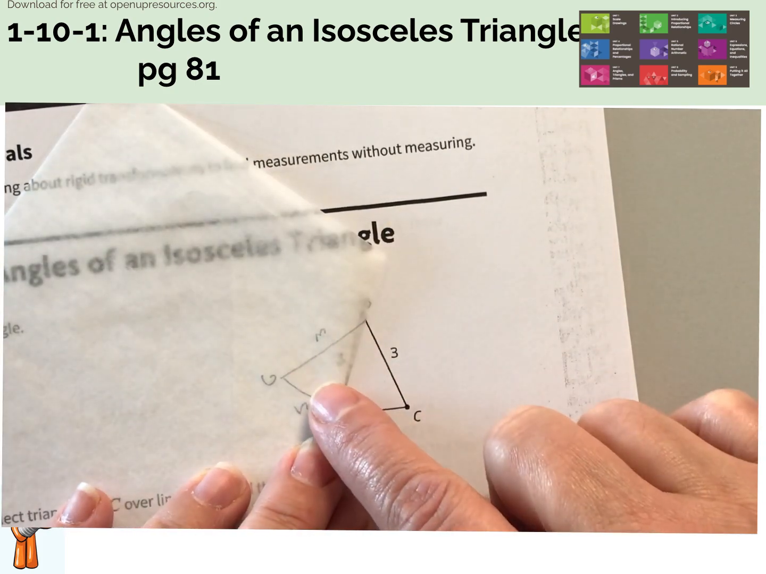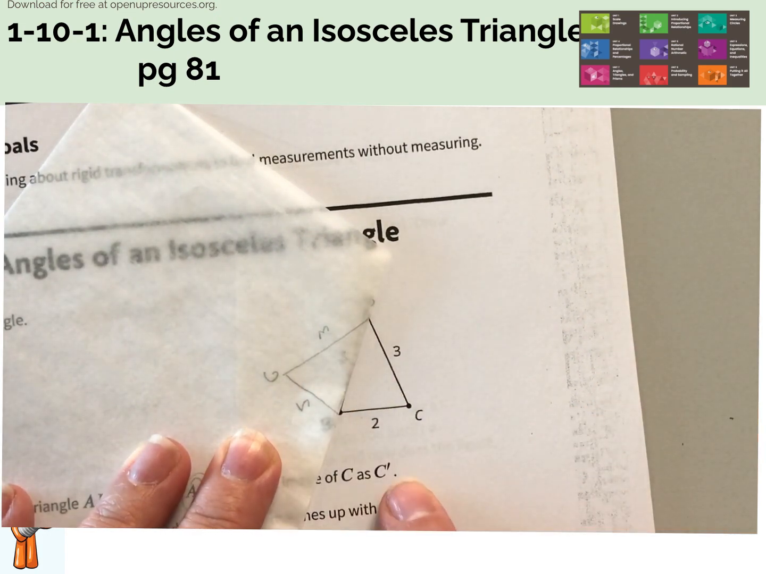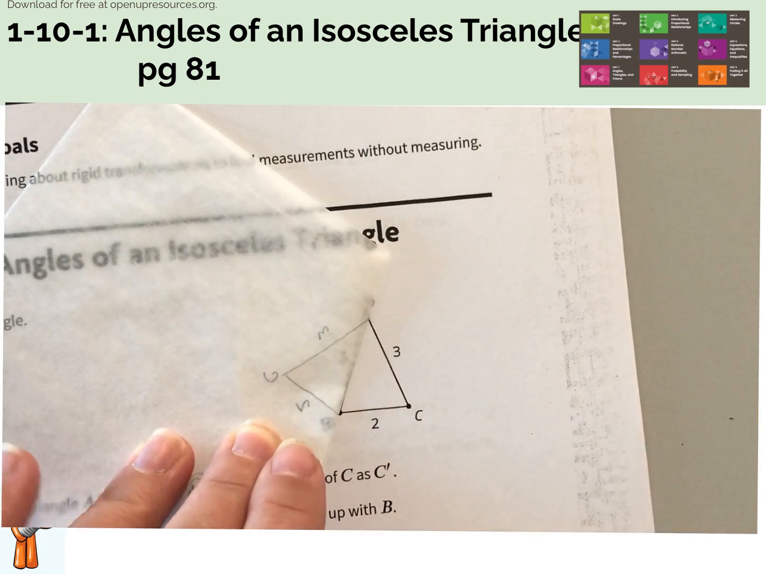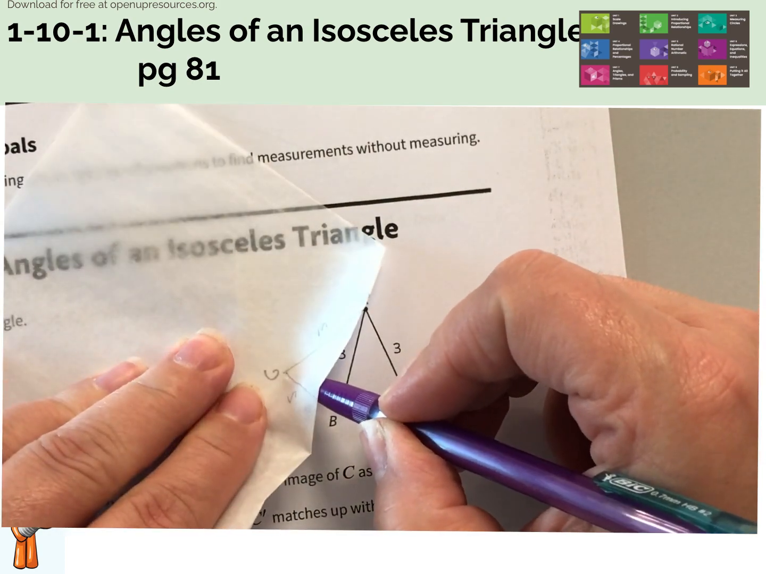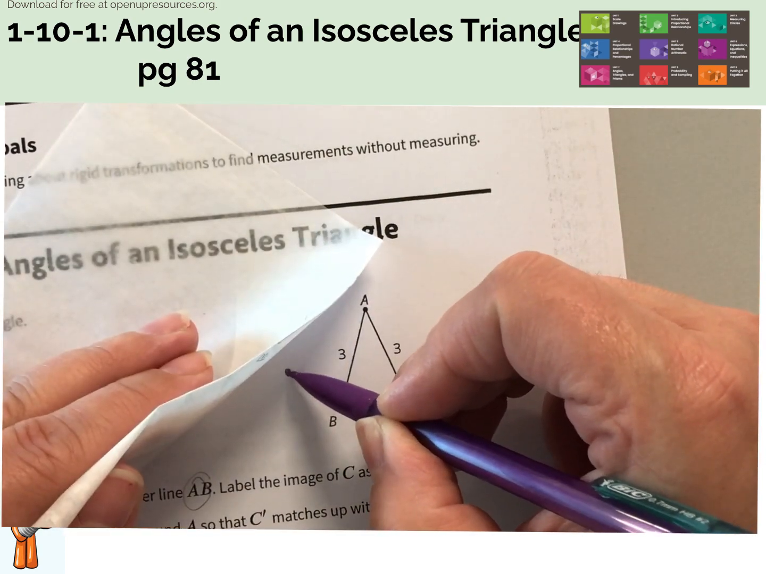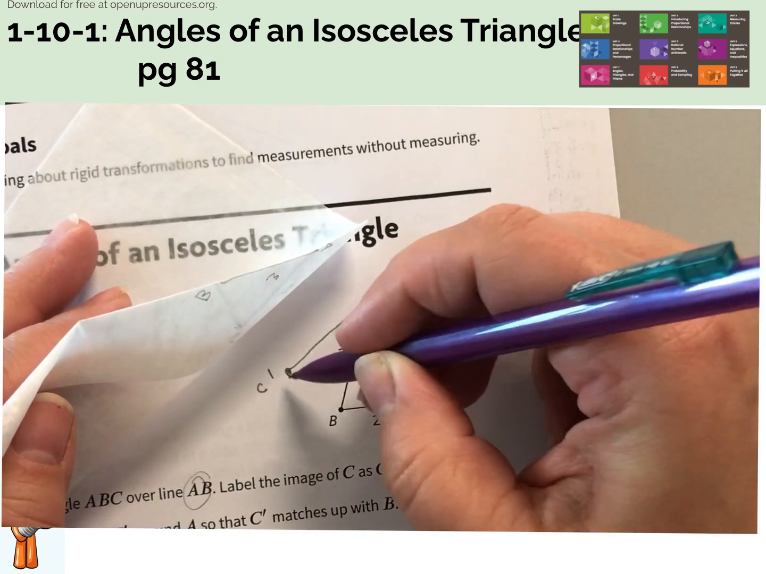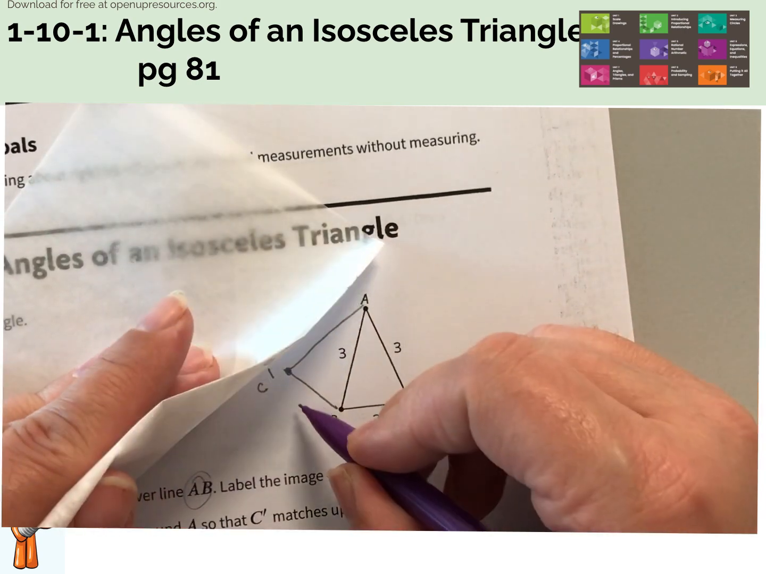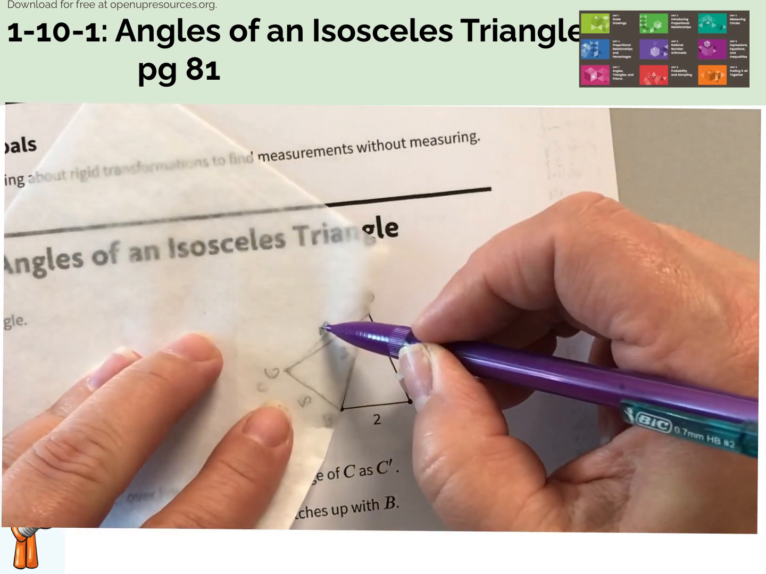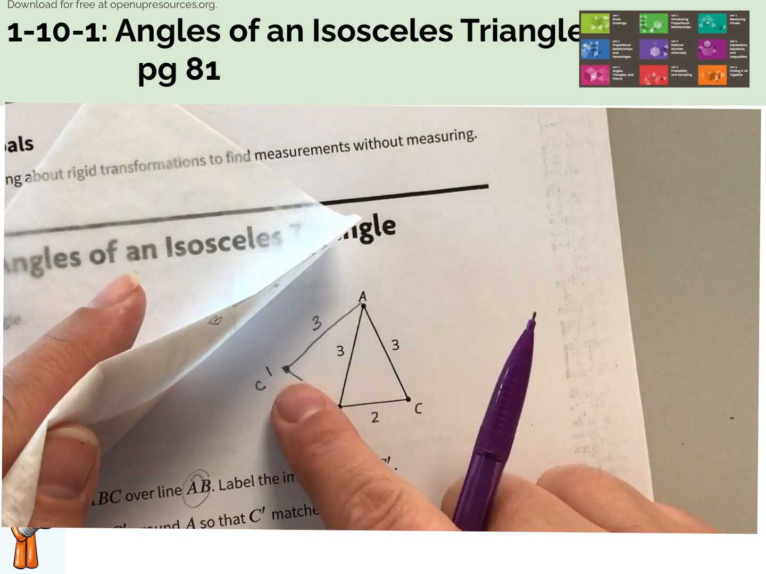Notice this is going to be my new triangle. And it says to take C and make it C prime. So see how C came over here? I'm going to make this C prime. So we're going to connect these all together. Notice this was 2, so I'm going to label this as 2. And this was 3, I'm going to label this one as 3. So this is our new picture.